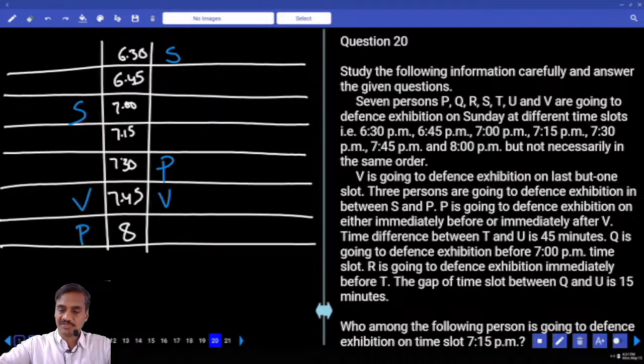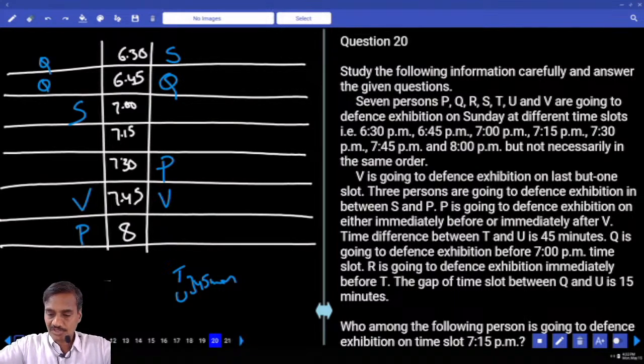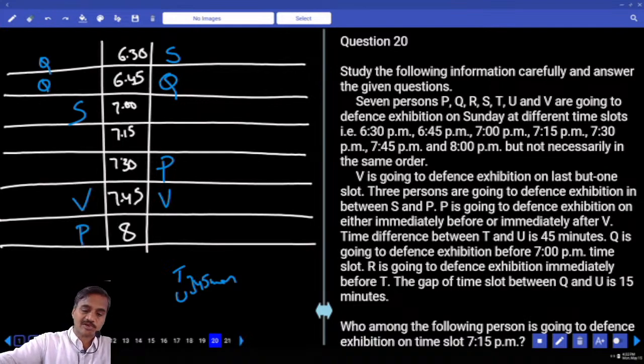And the time difference between P and U is how many minutes? 45 minutes. And T and U, the time difference is 45 minutes. And Q is going to the exhibition before 7. Now Q can be either here or here, 2 possibilities. R is going to the exhibition immediately before T.